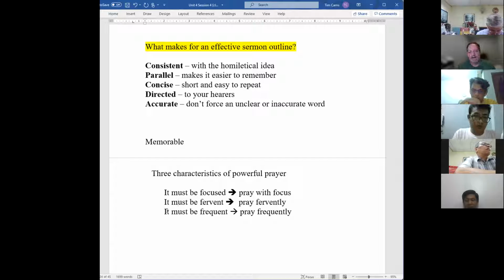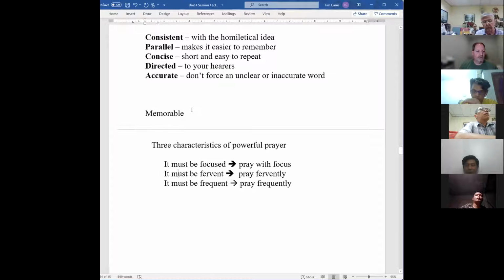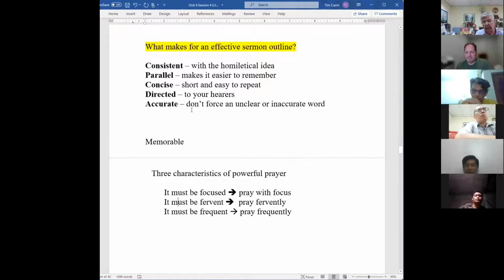Is it directed, again, to your hearers, as Joshua pointed out earlier? That is, is it applicational? So not only should your homiletical idea be applicational, but so should your outline points. And then, is it accurate? So don't force an unclear, inaccurate word. Okay. Any questions on that?